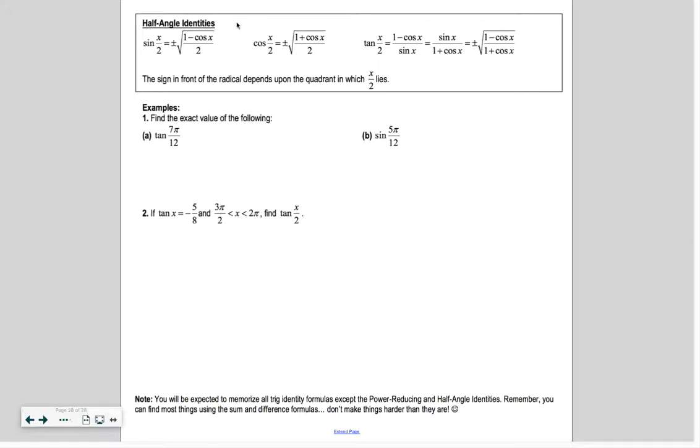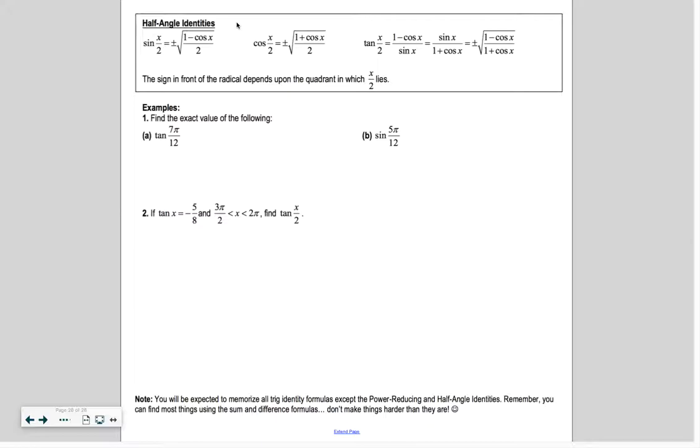Do you guys see how the sine of half of an angle, x over 2, is plus or minus the square root of 1 minus cosine of x over 2? Yeah, these are called the half angle identities. These come from the double angle. It's just solving for the other thing, okay? And that plus or minus depends on our quadrant that we're in. So I'll explain that in this example.